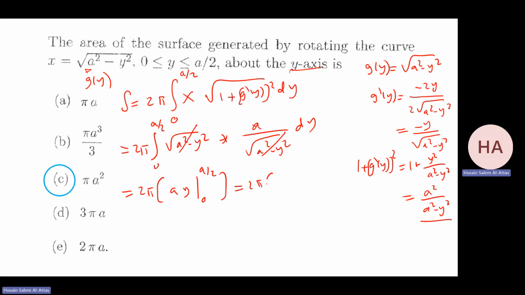That gives me 2 pi, what? a times y, that will be a squared over 2. That gives me pi a squared, which is this one.